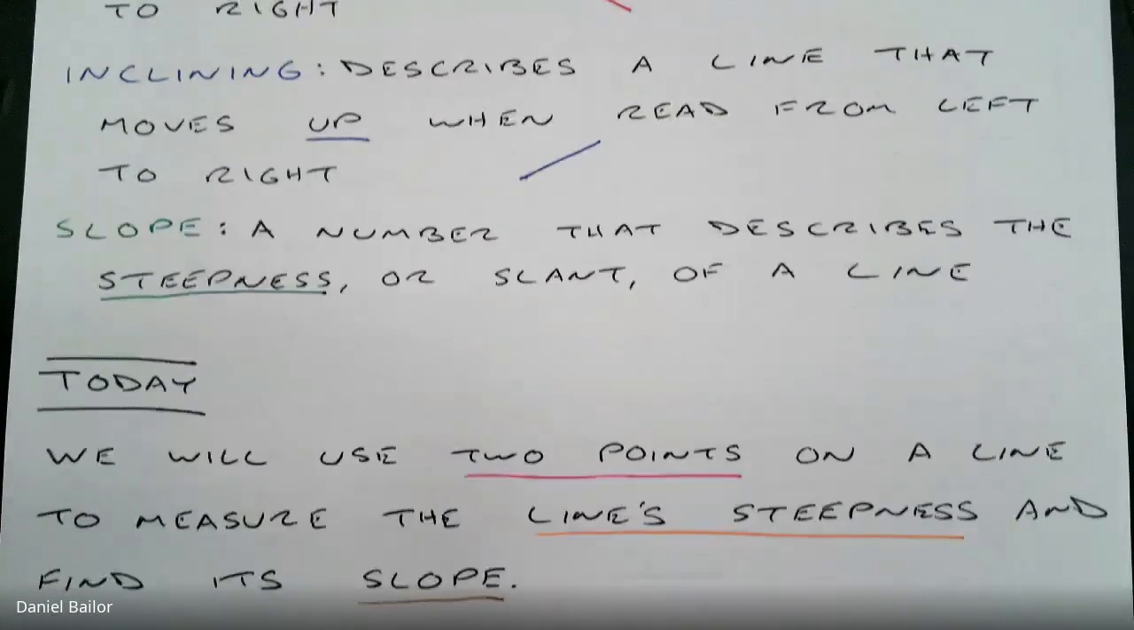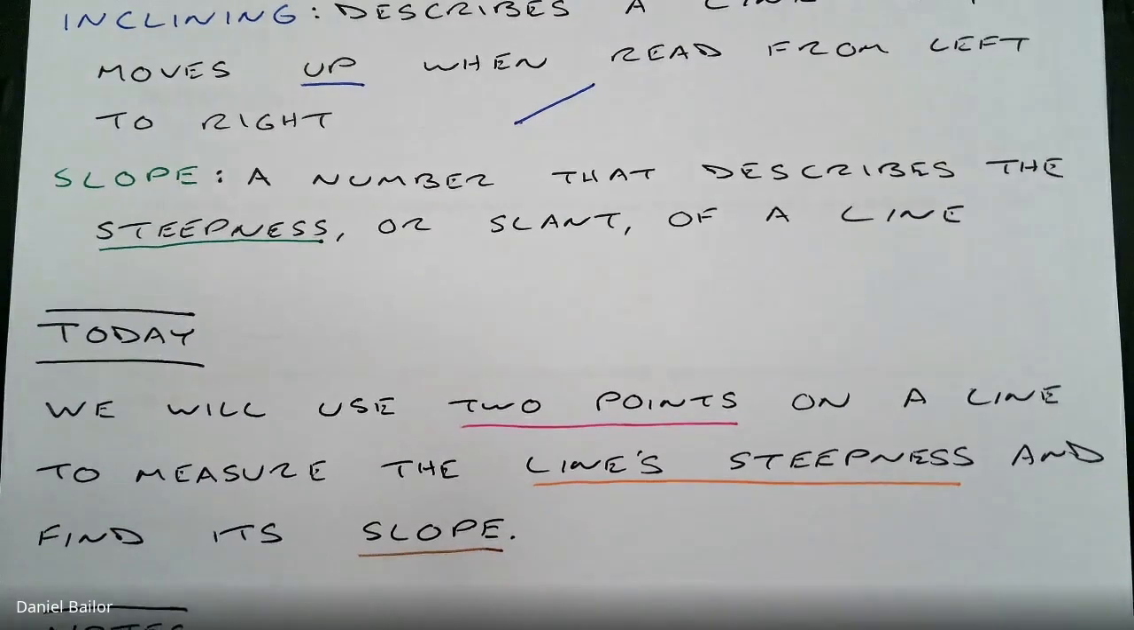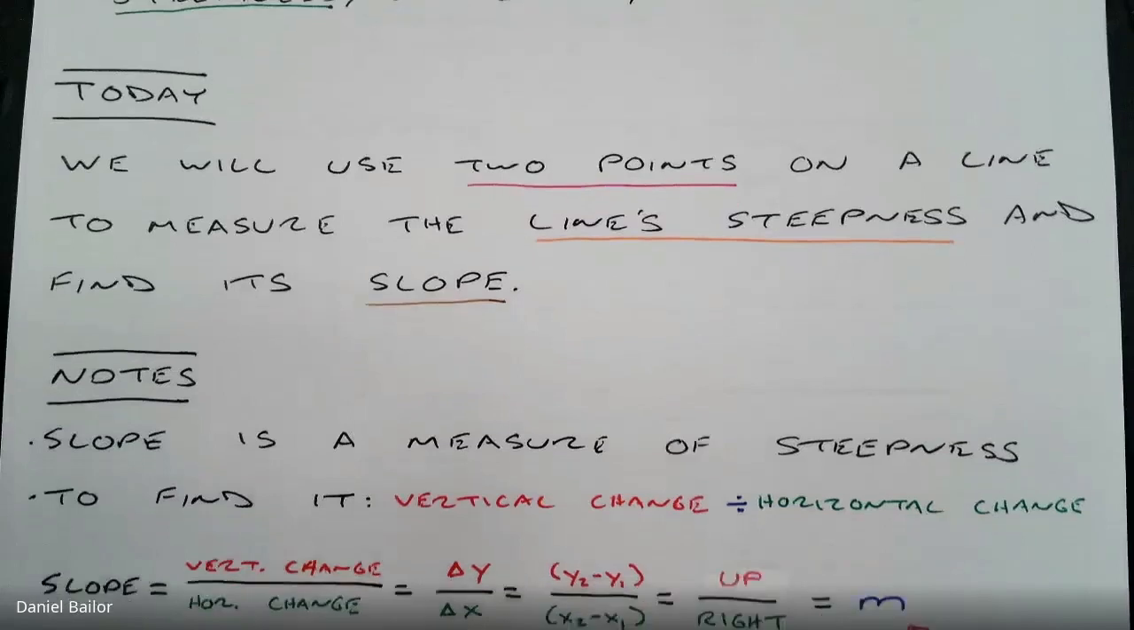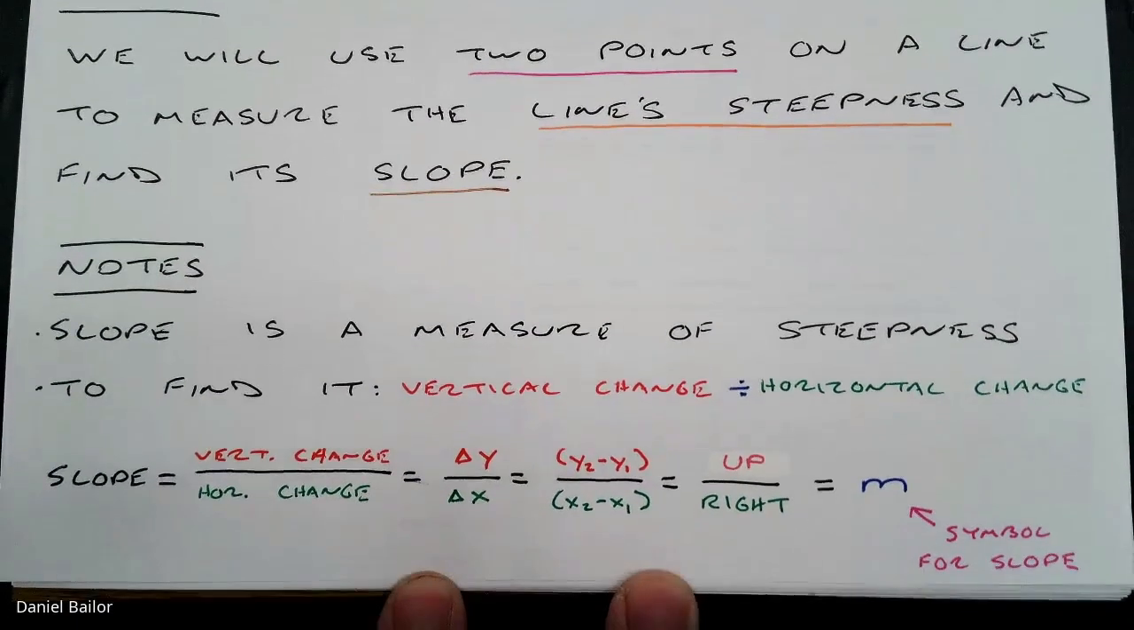Today, I'm going to show you how to use 2 points on a line to measure the line's steepness and find its slope. We're going to use 2 points on a line to find steepness, to find slope. That's what we're doing today. We're going to be finding and writing slope by looking at lines. So I do have a couple notes for today just about slope, how to find slope.